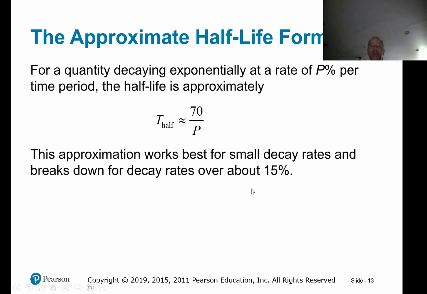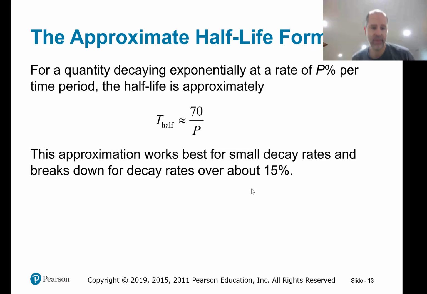All right, now, the half-life formula, by the way, is exactly the same as the doubling time. So the rule of 70 is exactly the same, whether you use it for half-life or for doubling time. Okay, it's 70 divided by the percentage rate of return, or growth rate. And again, it doesn't work for anything around 15% or higher.